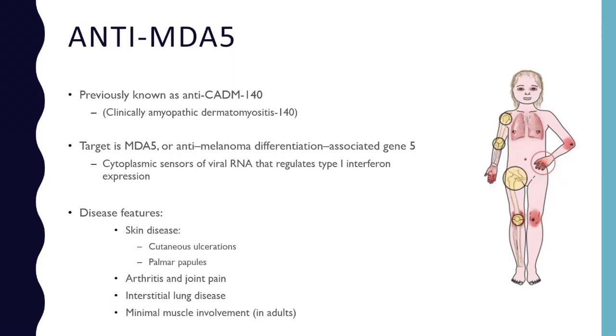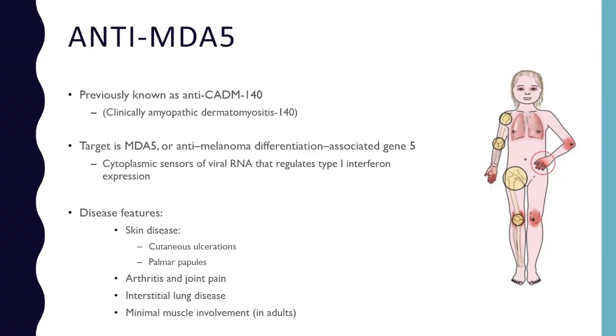The target of this autoantibody is called MDA5, which stands for melanoma differentiation-associated gene 5. And this is a protein that deals with viral RNA. So when it sees RNA from a virus, it targets it and then tells the body to start producing type 1 interferon and regulates the expression of that, which is a downstream way to start causing more inflammation to target that virus.